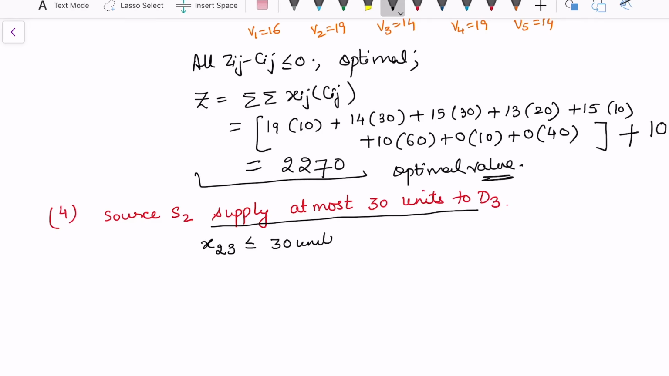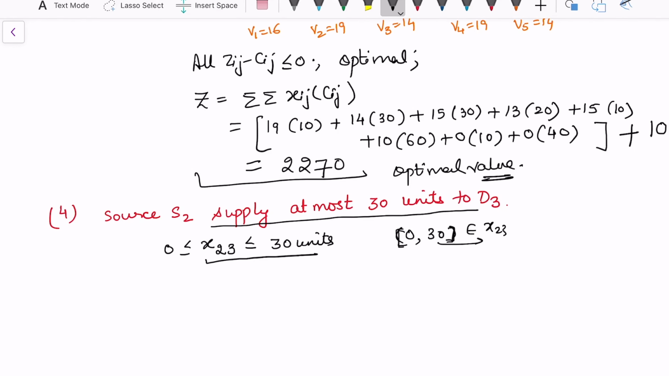This is the upper bound given to us. Once an upper bound is given to us, it can take any value between the range 0 to 30. So that's the quantity that can be taken by X23. It can take any value belonging to this, including 0 also, because that's the lower and the upper bound. And we know that these decision variables are non-negative.